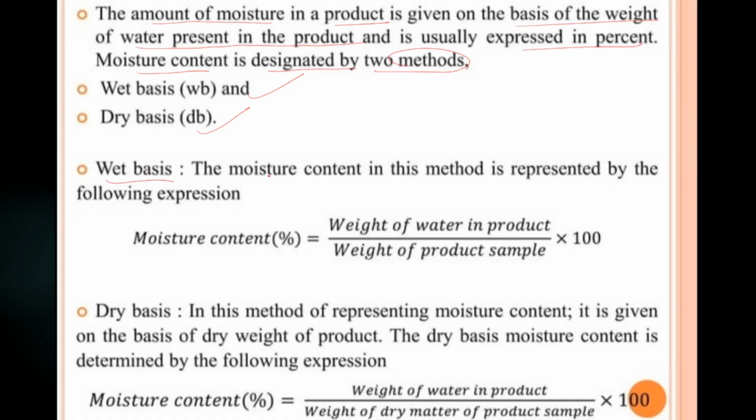Wet basis. The moisture content in this method is represented by the following expression. Moisture content in percentage is equal to weight of the water in the product by the weight of the product sample into 100. Dry basis is given on the basis of the dry weight of the product, that is, weight of the water in the product by the weight of the dry matter of the product sample into 100.